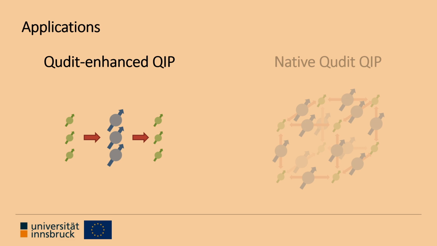So you take your standard qubit computer and you use the control over the qudit Hilbert space to make things better. And the other thing is native qudit information processing, where you're trying to solve a qudit problem using qudit hardware.